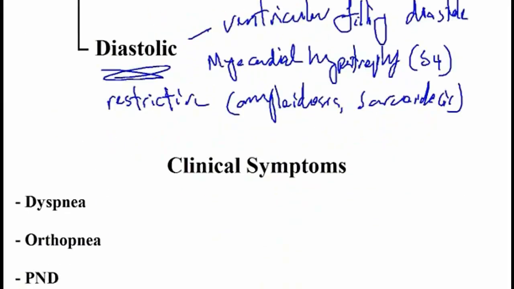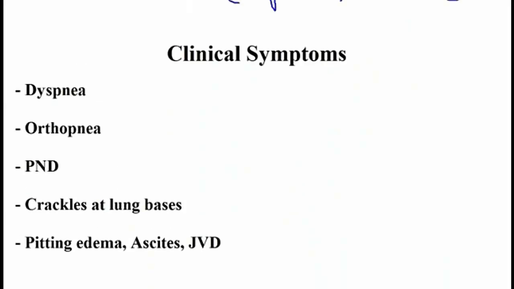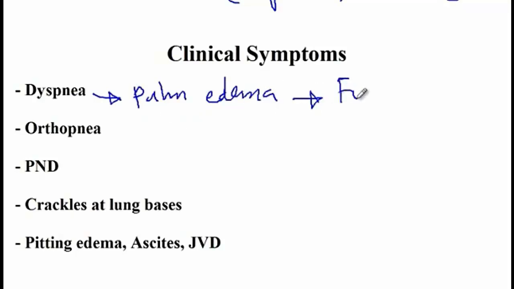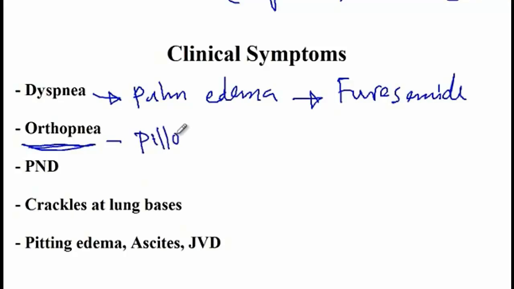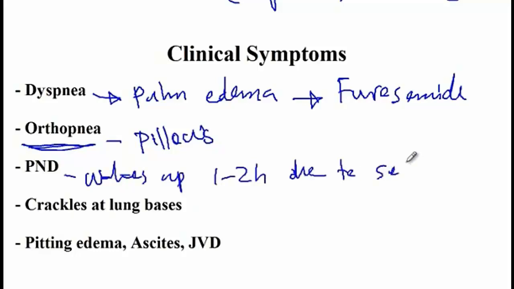So the clinical symptoms of these patients include dyspnea. So since they cannot pump the blood out of the heart, the blood keeps on accumulating inside the lungs, and thus it would cause pulmonary edema. And you can relieve some of these symptoms by giving these patients furosemide to get rid of some of the fluids. They would also present with orthopnea, and orthopnea means that patients present with shortness of breath upon lying down, and thus these patients usually pile a few pillows under their head at night before sleep to prevent orthopnea. They may also present with the paroxysmal nocturnal dyspnea, where the patient wakes up 1 to 2 hours after sleep due to shortness of breath.